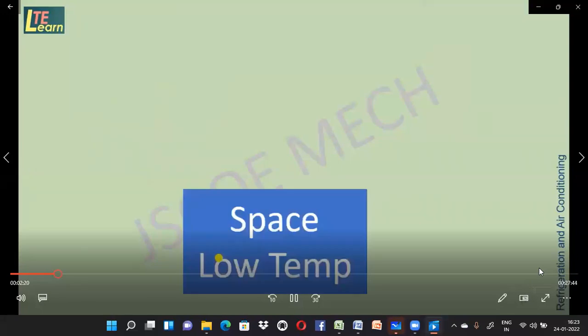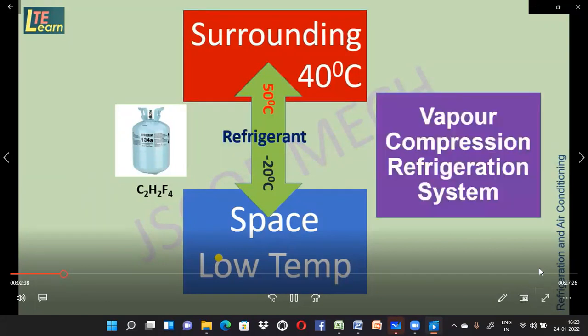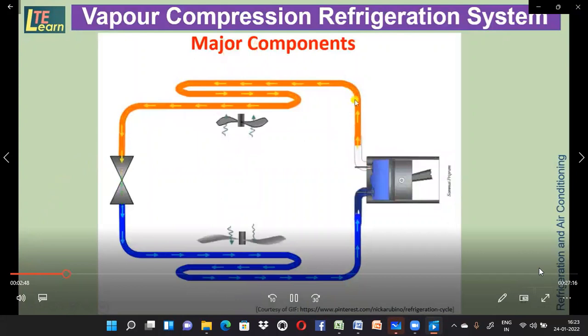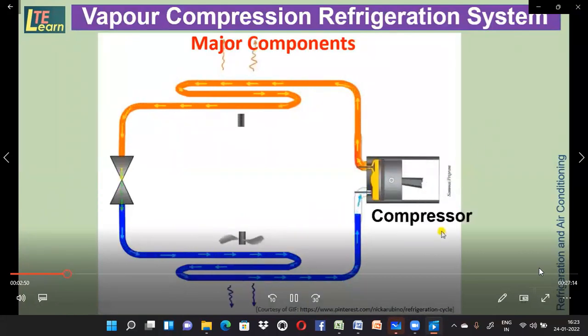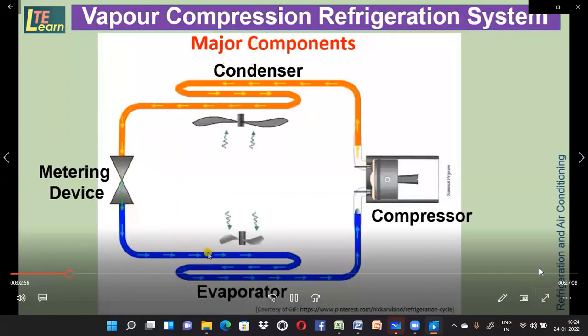So in the refrigeration process, heat from the space at low temperature is carried by the two-phase substance called as refrigerant, and it is carried to the surrounding which is at high temperature. Now this is possible by mechanical system which is called as vapor compression refrigeration system. So major components of the vapor compression refrigeration system are compressor, condenser, metering device or expansion valve, and evaporator.